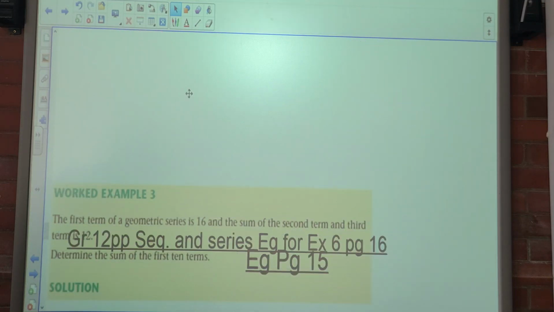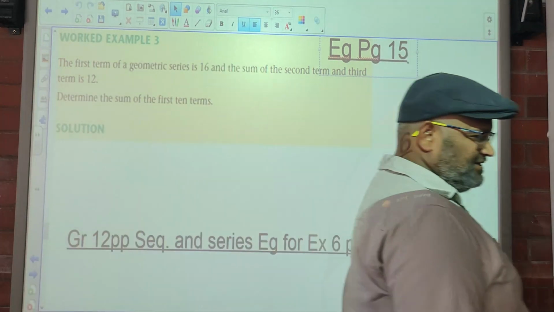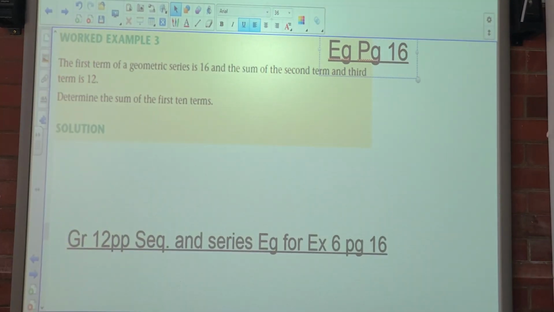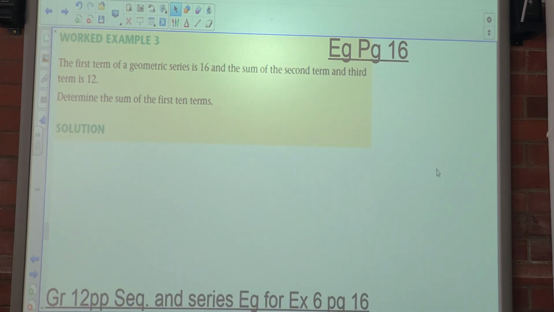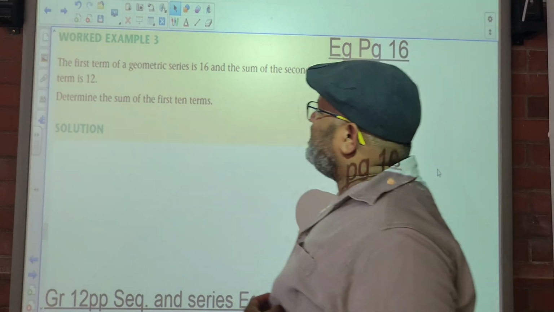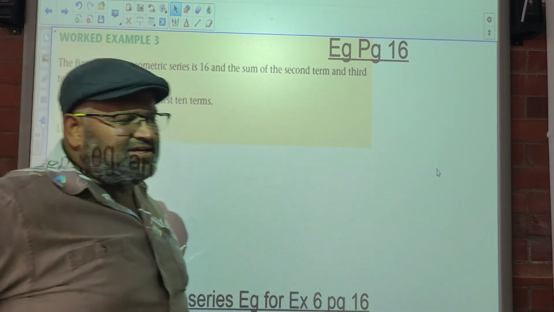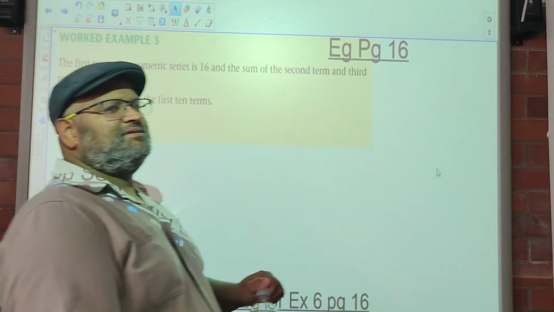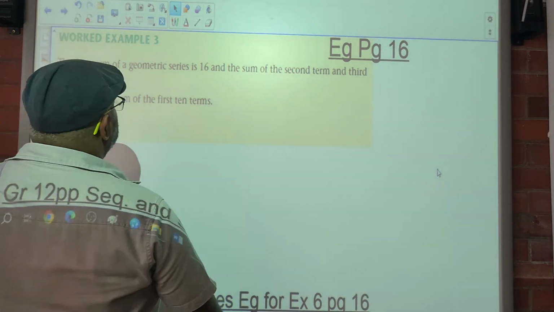Right, example 3. Work example 3, which is on page 16, exercise 6. Here we are told that the first term of a geometric sequence is 16. What does that mean? T1, yes? T1 is also what to us? A value.